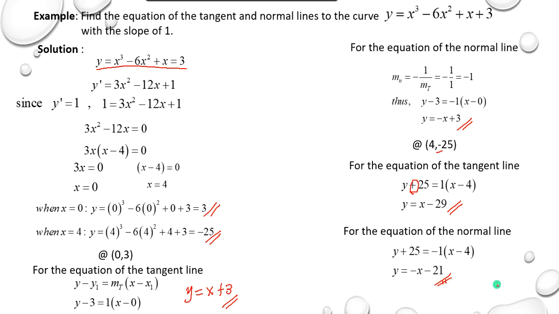So there are two equations for the tangent lines and two equations for the normal lines because we have two values of x and two values of y.